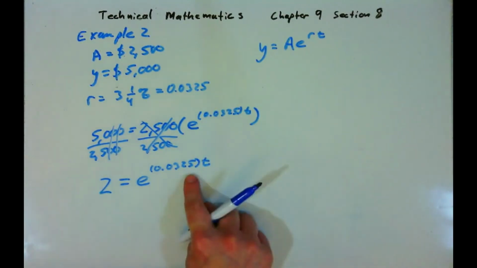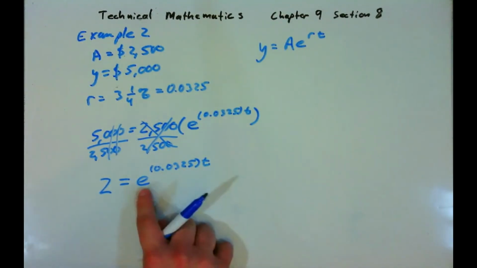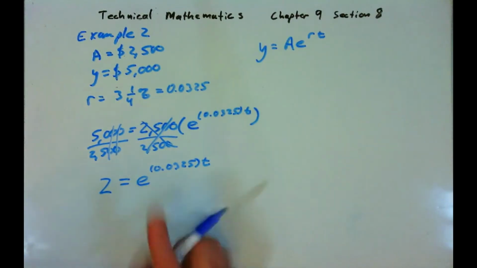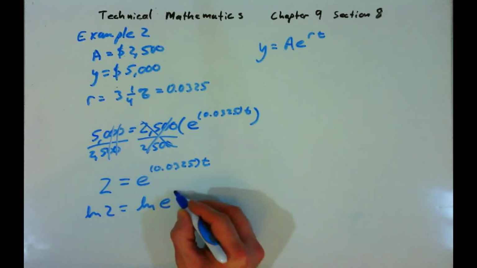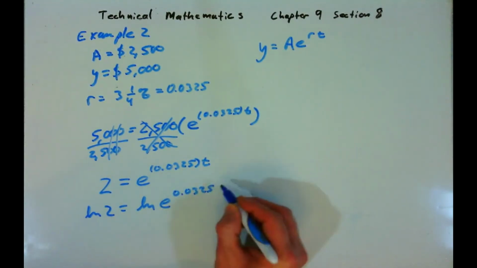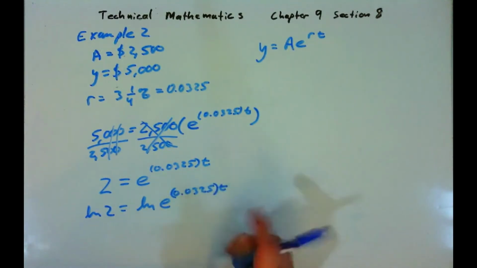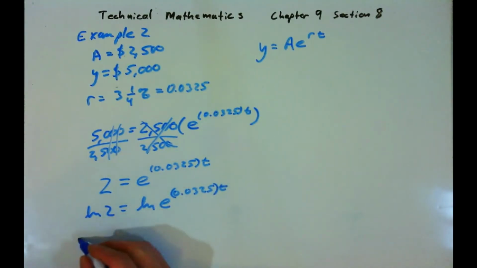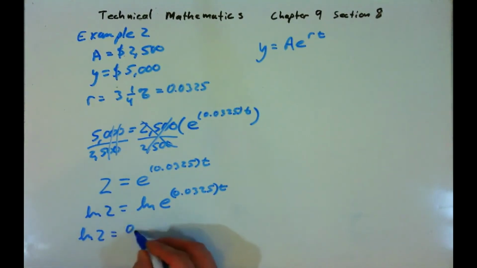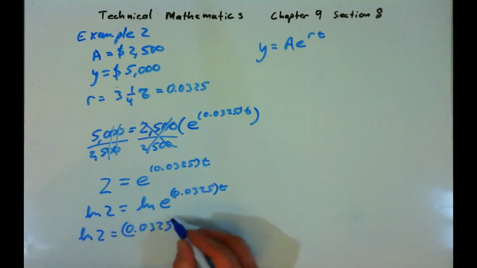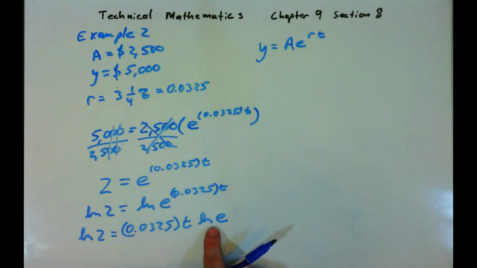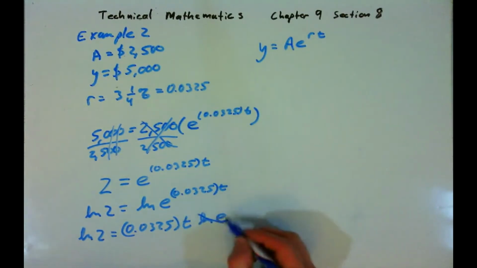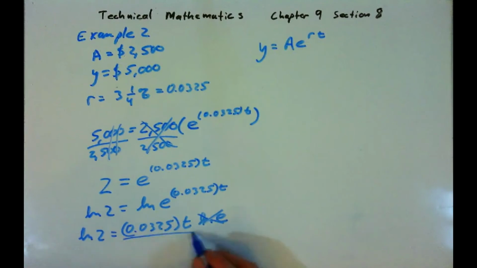0.0325 t power. Now I can take the natural logarithm of both sides, and I definitely want to use the natural logarithm because the base is already e. So we'll have the natural logarithm of 2 is equal to the natural logarithm of e to the 0.0325 t power. That allows me to bring the exponent out as a multiplier. So we will get 0.0325 t times the natural logarithm of e. And if you remember, the natural logarithm of e is 1, and so that cancels. Now we can solve for t by dividing both sides by 0.0325.